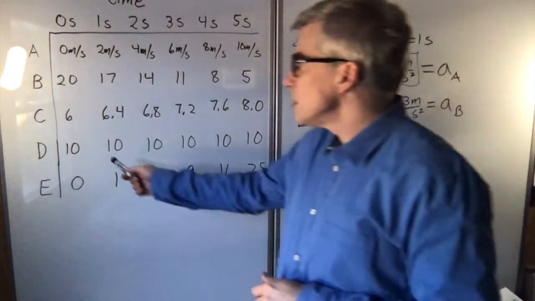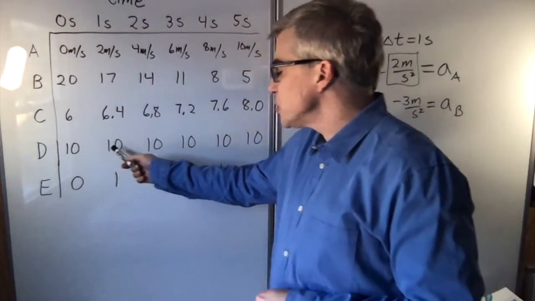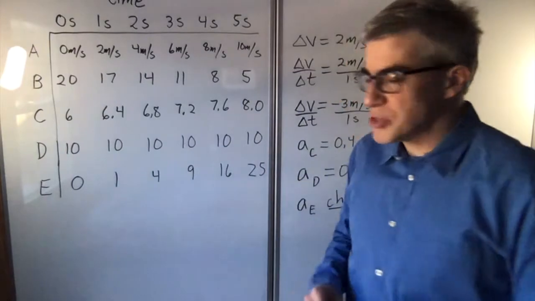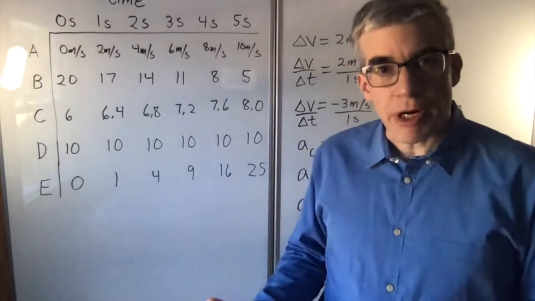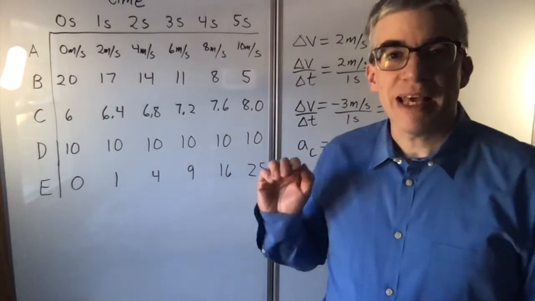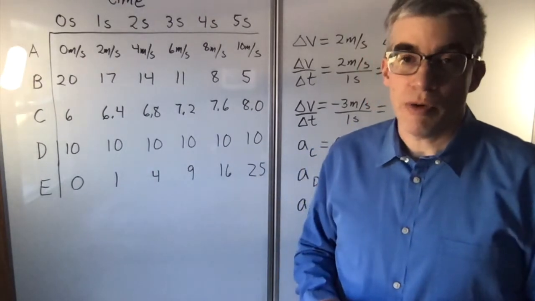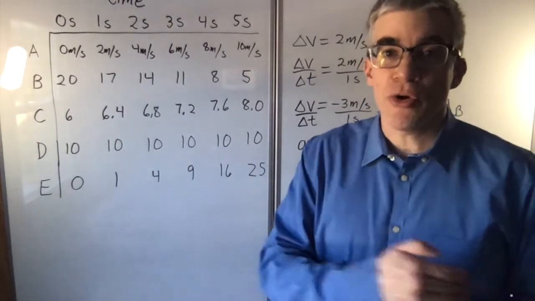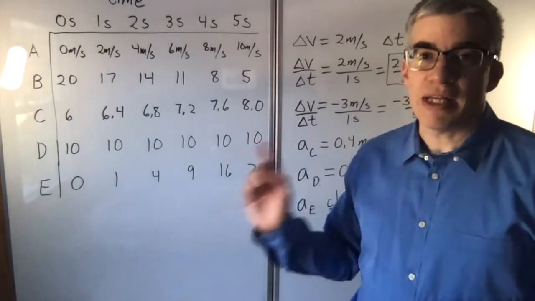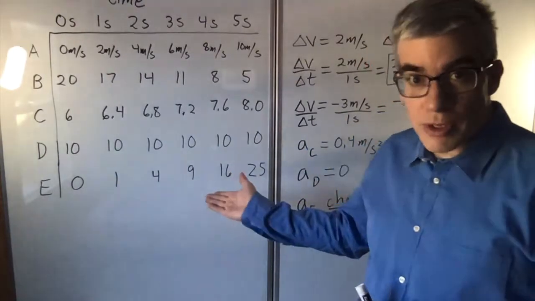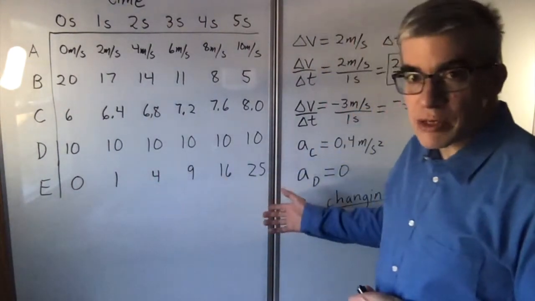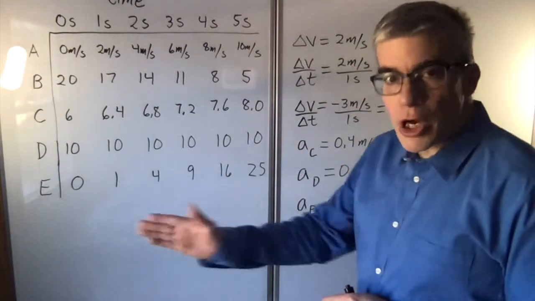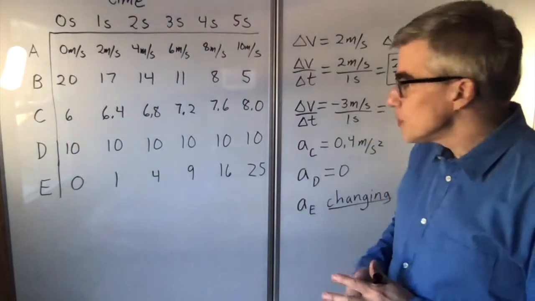Car D, if the speed is 10 meters per second, 10 meters per second, 10 meters per second, the speed isn't changing. So we say its acceleration is 0. Or technically, its tangential acceleration is 0, because it could actually be turning. It could be going in a circle at 10 meters per second, but that's a different quantity from what we're calculating right now. We're just talking about tangential acceleration, acceleration in the direction you're going, or opposite to it.